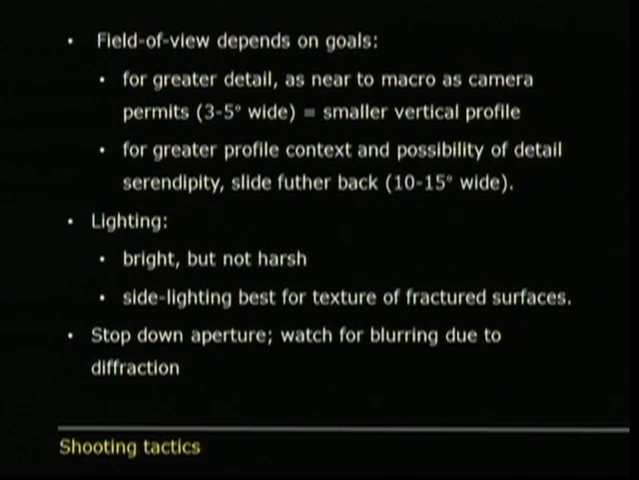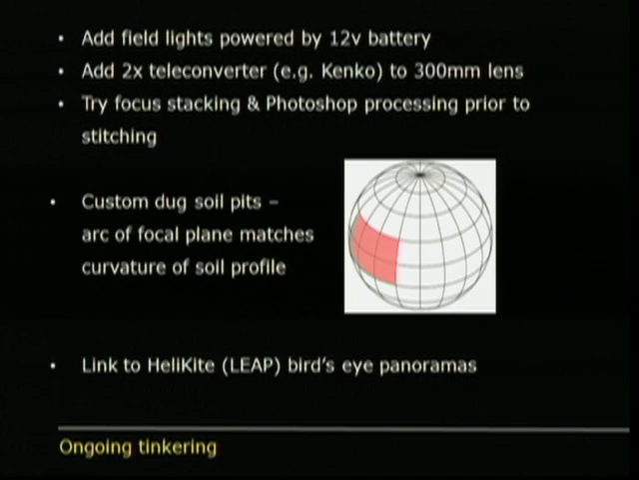One of the shots has a biopore with a little millipede hanging out going, where am I? You know, just kind of stuck out there in the open. And so we see soil, flora, and fauna happening the wider we swing back, but we lose a little bit of detail. Lighting, bright but not harsh. Side lighting is good to some extent, about 45 degrees or so, whatever you can get. Like to stop down the aperture and watch out for blurring.